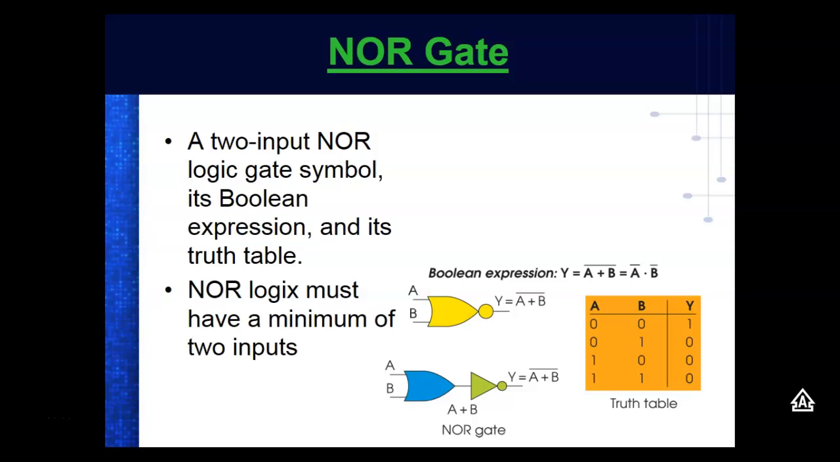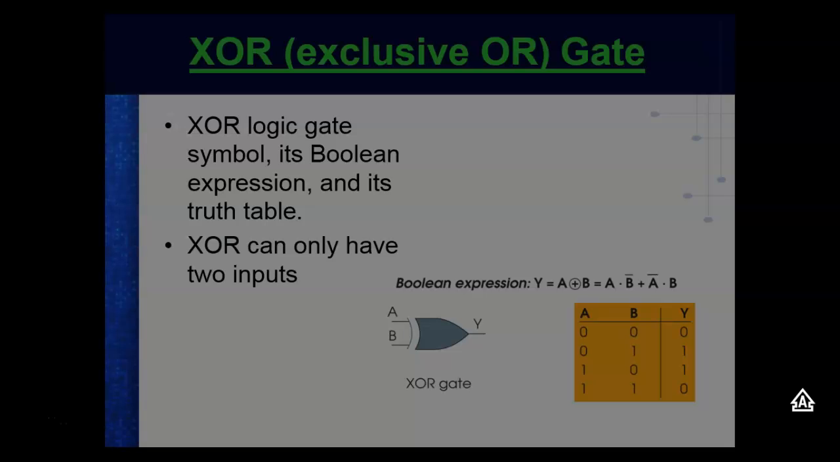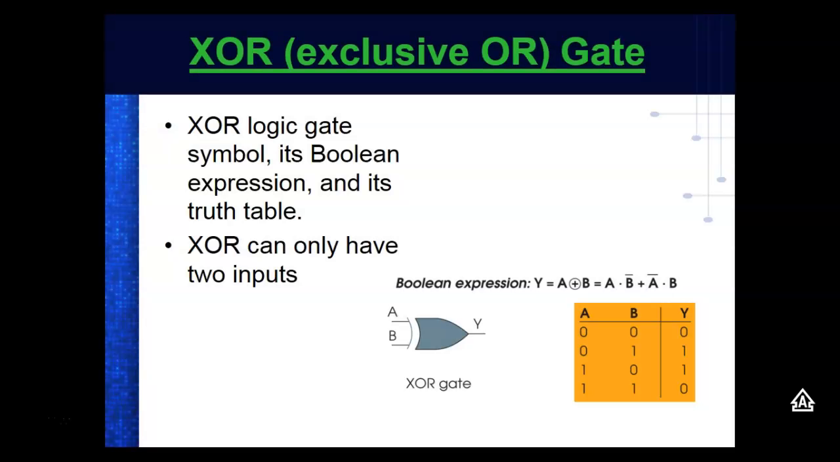So this is the NOR. Any high is low. So it's the NOR and out. It makes what? 2. So it can have a lot. This is an exclusive OR gate.